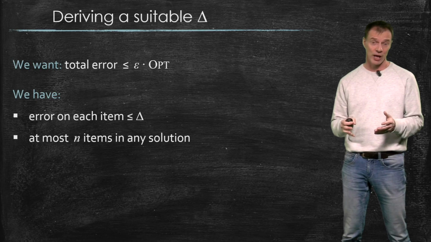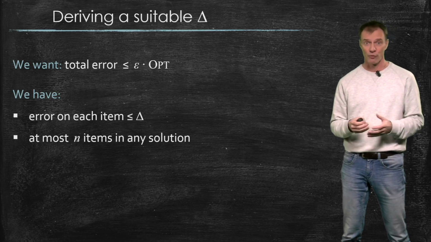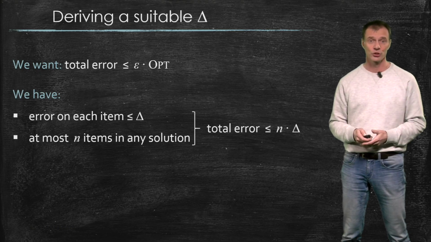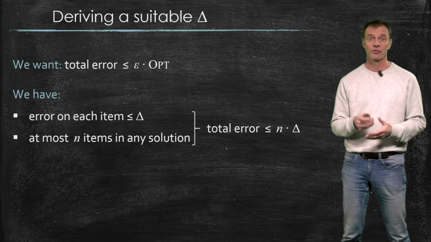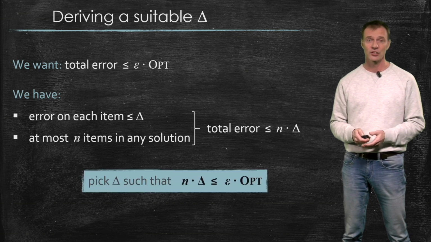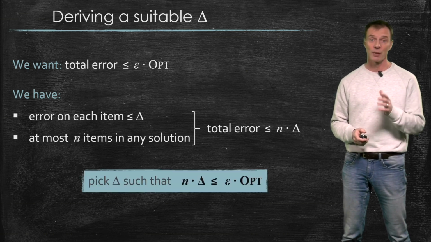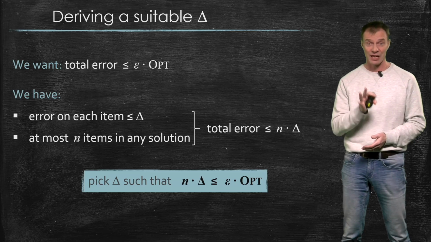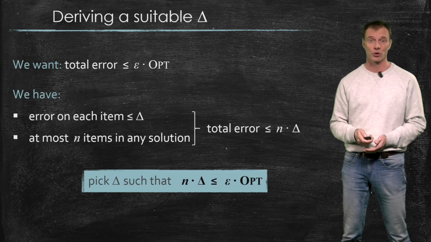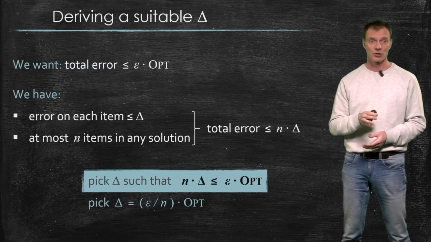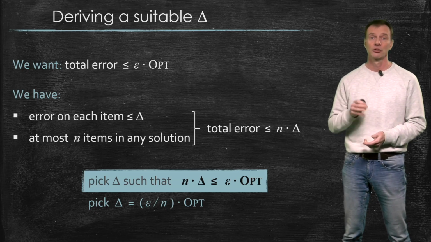Well, in a solution we have at most n items. Obviously we cannot select more than n items. So if a single item has an error of delta, then the total error of the whole solution will be at most n times delta. And this, as we said before, we want to be at most epsilon times opt. So I want to choose my delta such that n times delta is at most epsilon times opt. So I could, for instance, simply take delta equal to epsilon divided by n times opt.